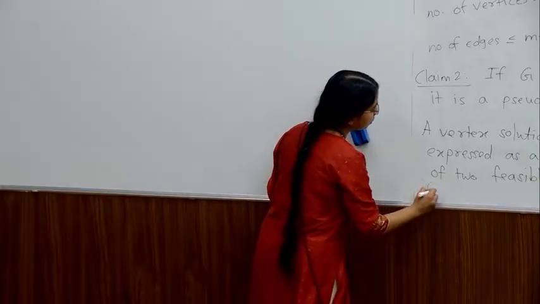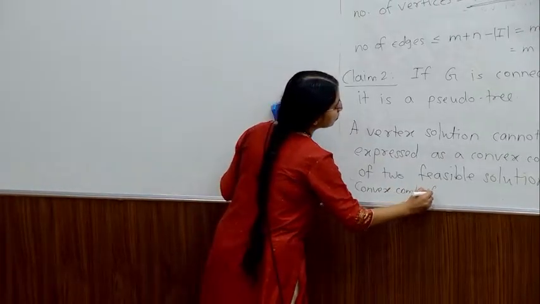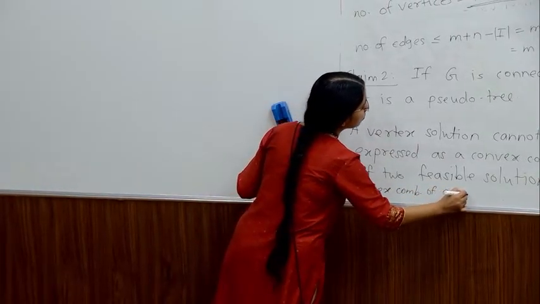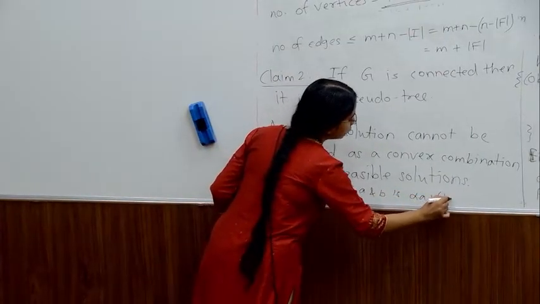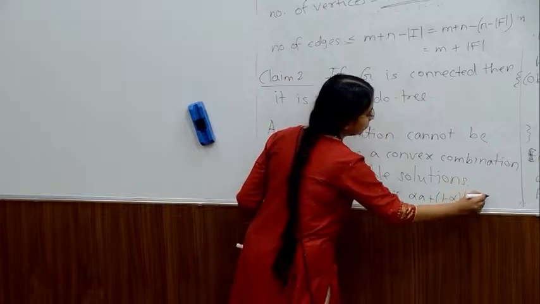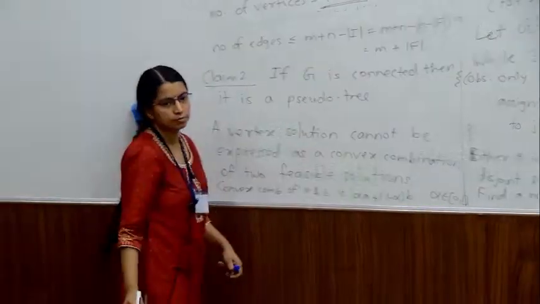What is a convex combination? So, a convex combination of A and B is some alpha times A plus 1 minus alpha times B, where alpha comes from 0 to 1.